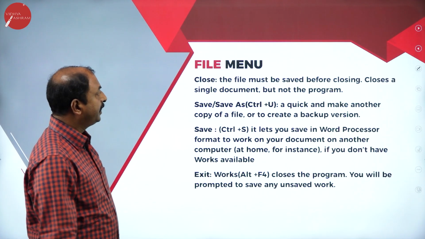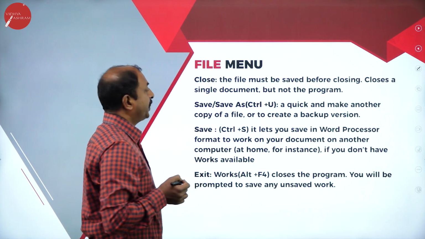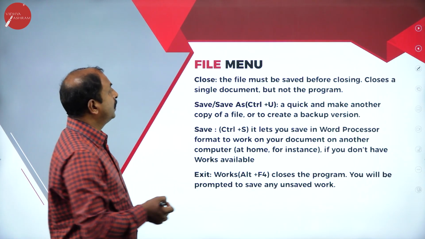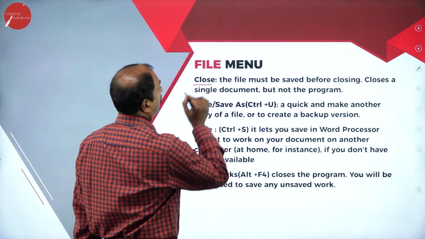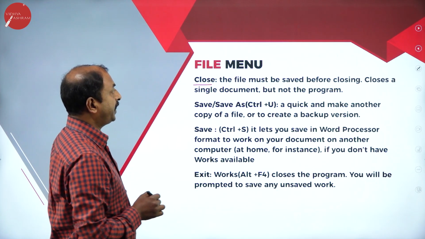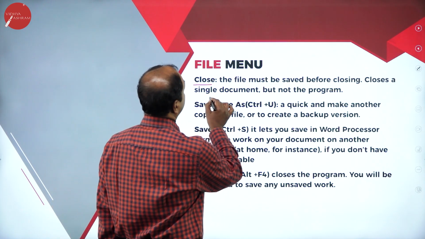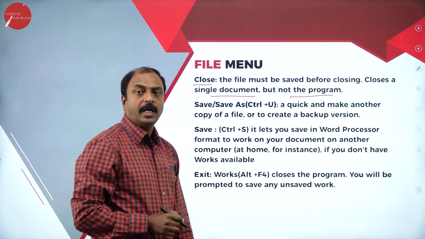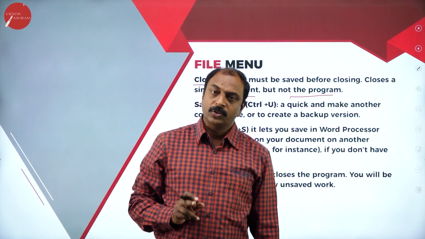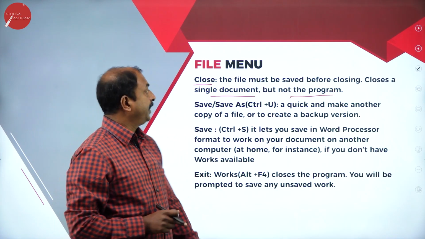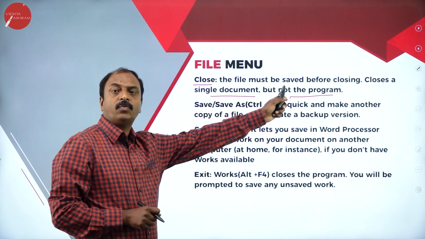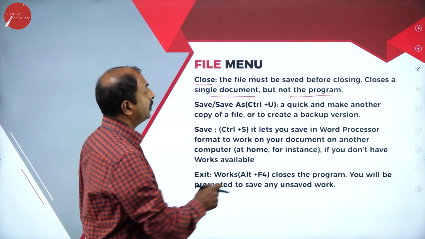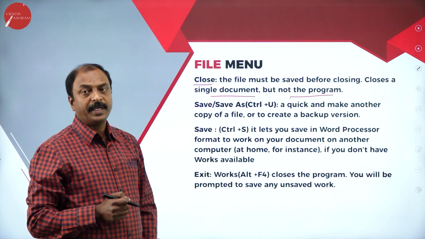In the next slide, we have other options under the file menu. This one is close. The file must be saved before closing it. It closes a single document but not the program. So under the file menu, we have a close option. If we select that, it is going to close only that one particular file, not the entire MS Word application.